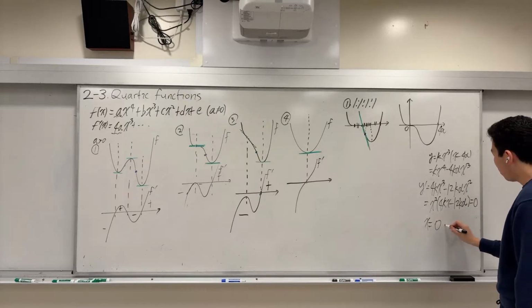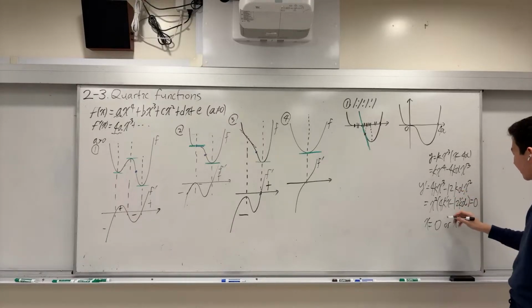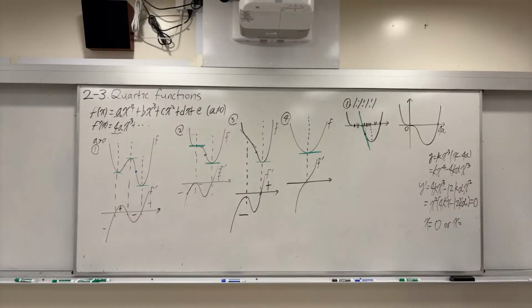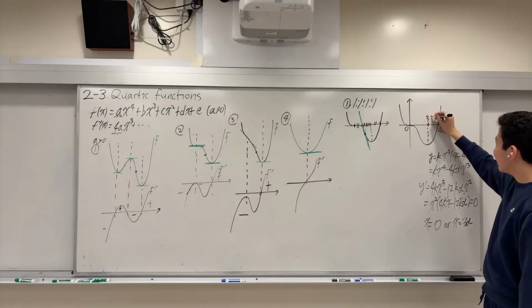X equals 0, or x equals, so here you can basically get rid of the case because this is going to be equal to 0. 4x minus 12 alpha equals 0. X equals 3 alpha. So there we go. Our local minimum is going to be at 3 alpha.